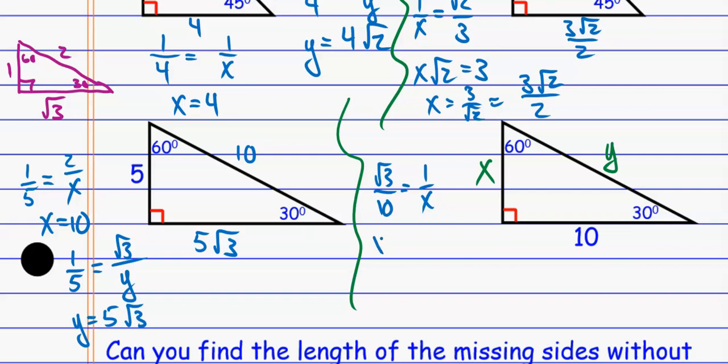So let's see, that's going to be x root 3 equals 10. I have to divide each side by the root 3. And now once again, rationalize the denominator. Multiply by root 3 over root 3. 10 times root 3 is a 10 root 3. Root 3 times root 3 just gives me a 3. Okay, so that's the missing side over here. That was x.